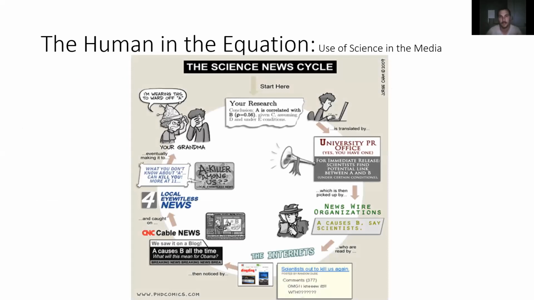Let's go to the media now. So this is a fun visual I found of this is science getting shoved through the news cycle. And we start at the top. We have a researcher who has done very good work, been very critical of themselves, and has come to a conclusion, but we'll notice that that conclusion is in no way definitive. They're saying A is correlated with B at this percentage, given C, assuming D, and under E condition.